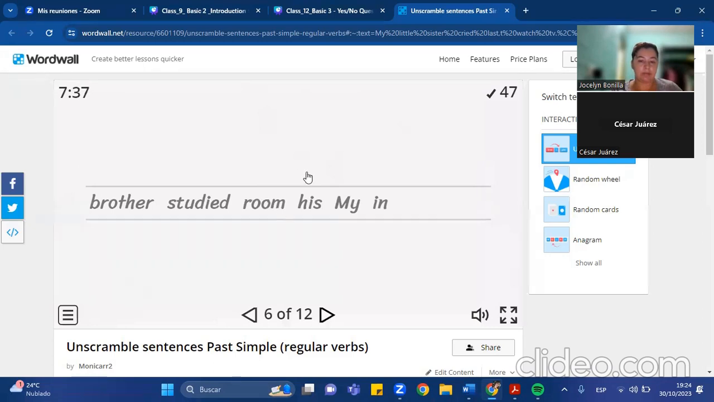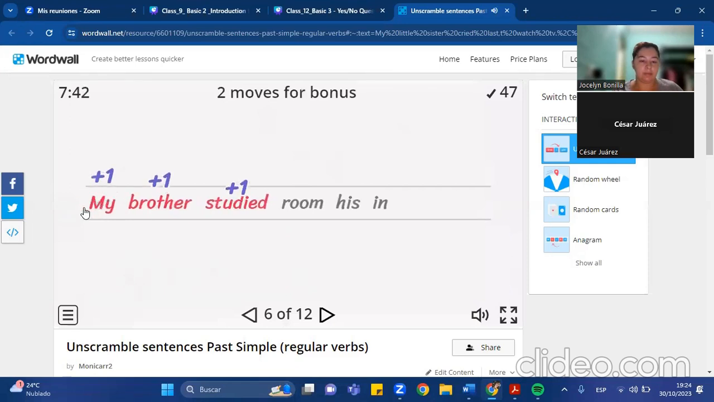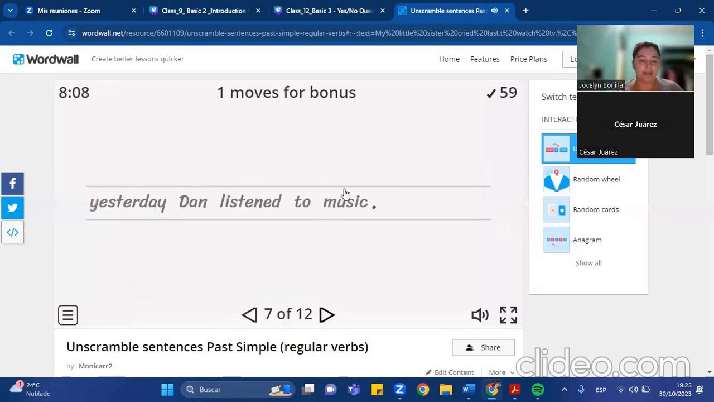My brother studied in his room. And what is the pronunciation of this verb in past? Studied. Yes. All right. And what about this one?